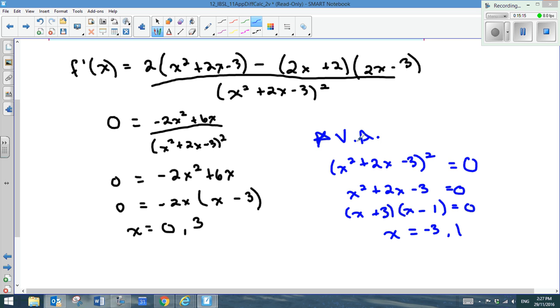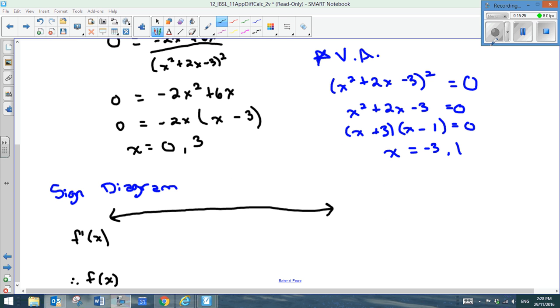With rational functions, I need to include both of these, when the derivative equals 0 and the vertical asymptotes. Any values that I find, I need to include in my sign diagram. So again, I set up my sign diagram. I'm going to be using my derivative to now tell me something about my original function.